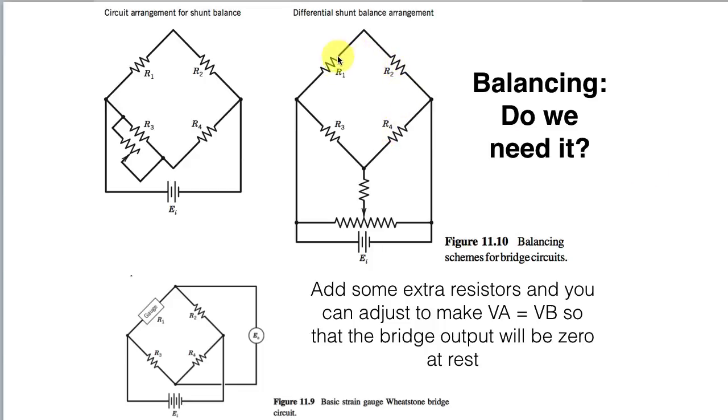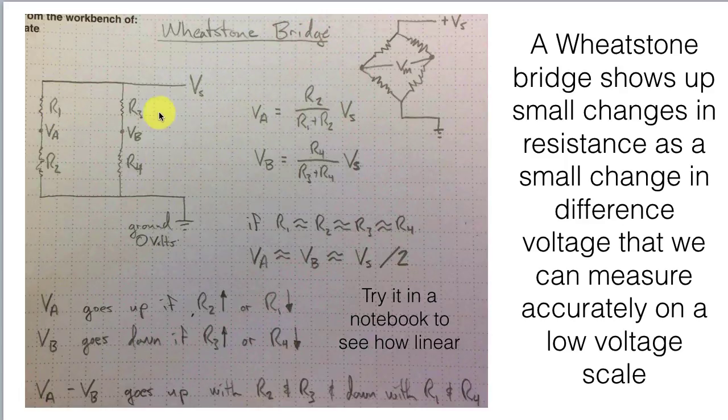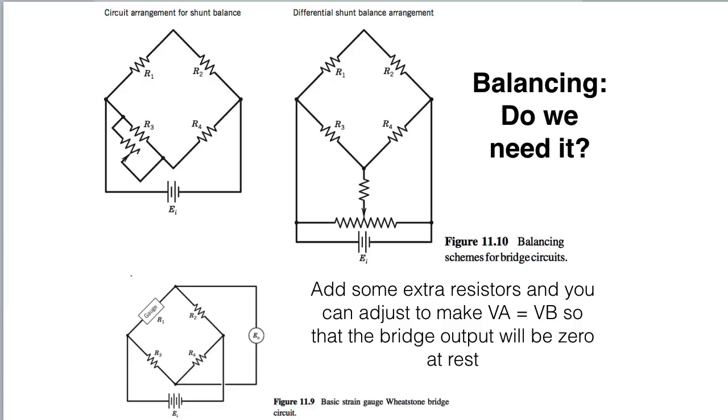Now, if we've got a Wheatstone bridge like this, then initially, if these resistances aren't exactly the same, then we'll start off with a little bit of difference between these voltages. It won't start off at 0. We can add some additional resistors in here that will allow us to balance that bridge so that we can start off at 0. That makes our system more complicated, and it adds a manual step, all just so that we can make sure that VA and VB are equal to each other, so that the difference is 0 when we start our measurements.